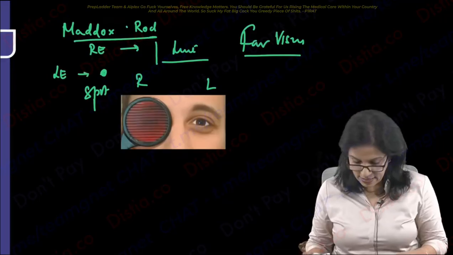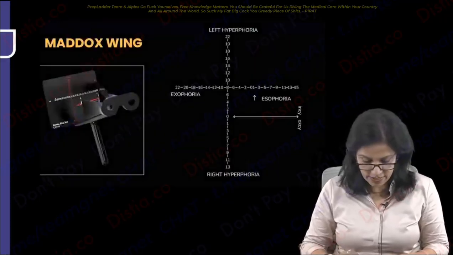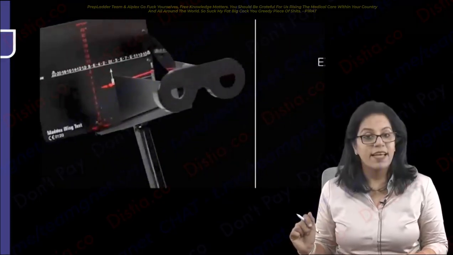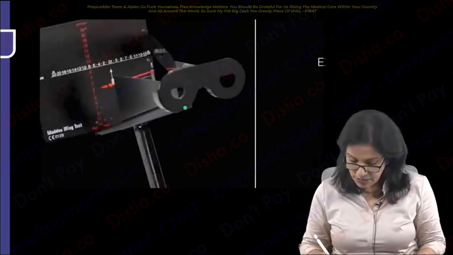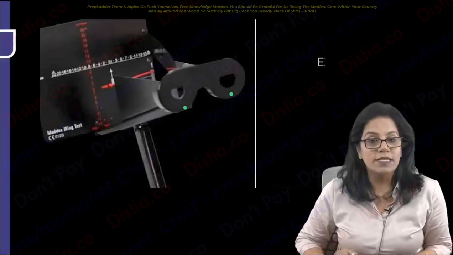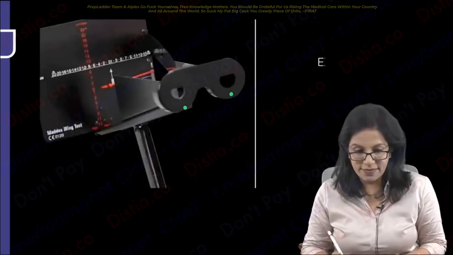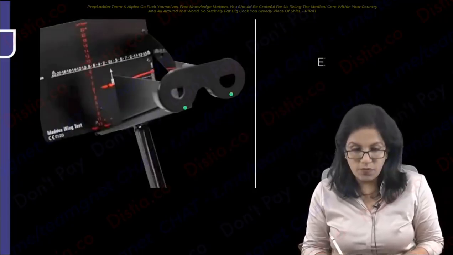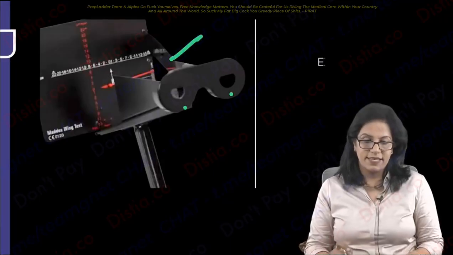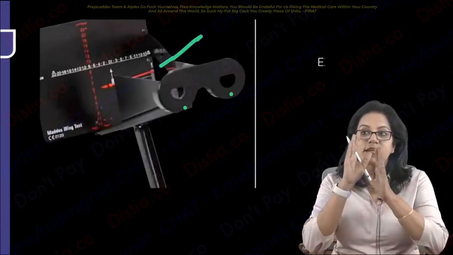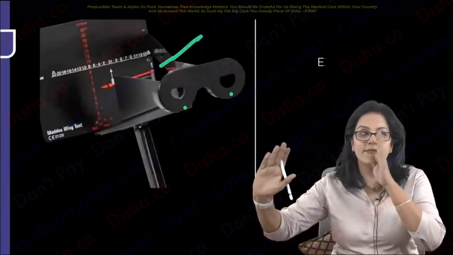Let's see. So this is a Maddox wing. What you do here, the patient is looking through these two eyepieces from this place, and there is a divider. Can you look at the divider here? So what is this divider doing? This divider is dividing so that what is seen by the right eye is different and what the left eye sees is different.